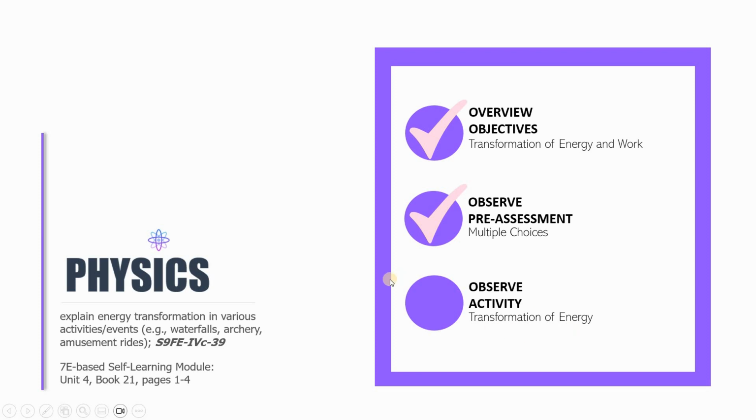Remember that our target for this new book is we should be capable of explaining energy transformation in various activities or events such as waterfalls, archery, and amusement rides. This edition of Physics 9 is based on the 7E-based self-learning module in Science 9, which I wrote, and specifically you will find the parts of this session on Unit 4, Book 21, pages 1 to 4.